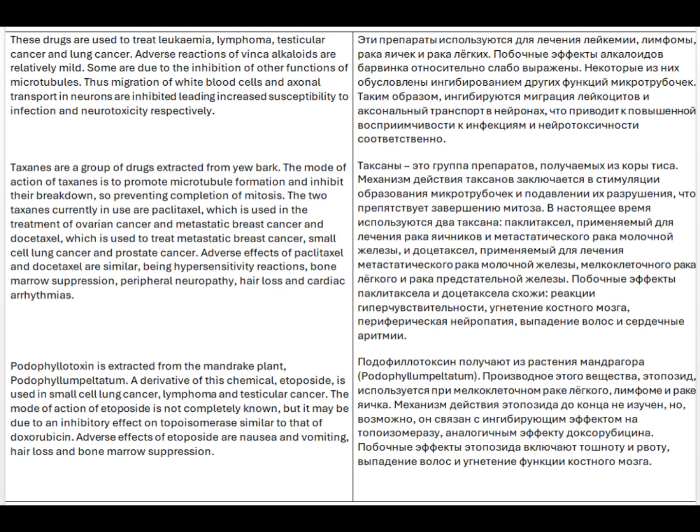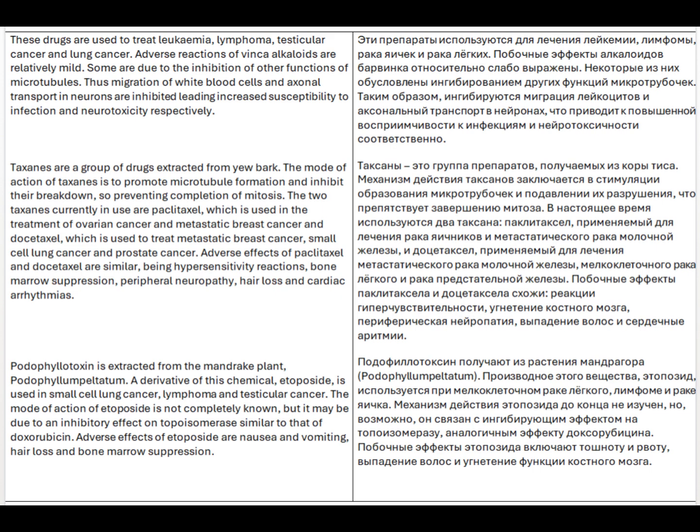Some are due to the inhibition of other functions of microtubules. Thus migration of white blood cells and axonal transport in neurons are inhibited, leading to increased susceptibility to infection and neurotoxicity respectively. Taxanes are a group of drugs extracted from yew bark. The mode of action of taxanes is to promote microtubule formation and inhibit their breakdown, so preventing completion of mitosis.